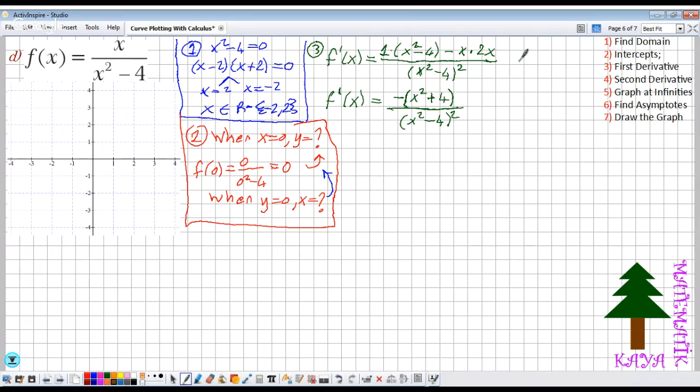Later we check for which numbers this will be equal to 0 or undefined. The numerator part can never be equal to 0 since x squared is positive, then plus 4, never 0. But the denominator, when it takes values minus 2 and plus 2, like we have done in here, it will be undefined. When x takes values minus 2 or plus 2, it will be undefined.